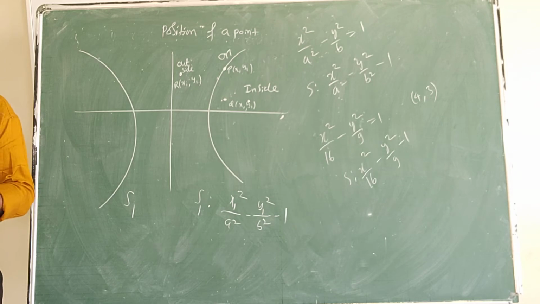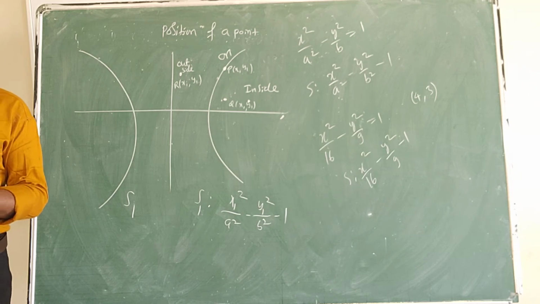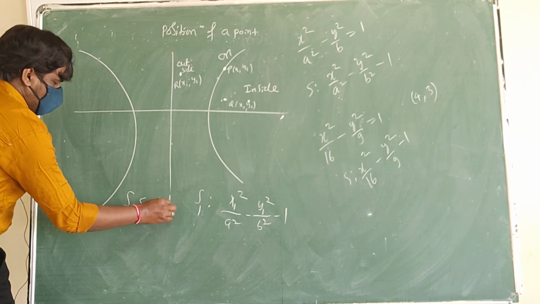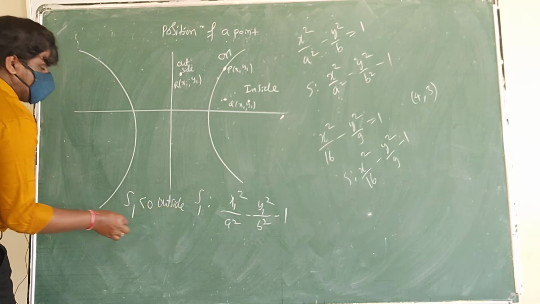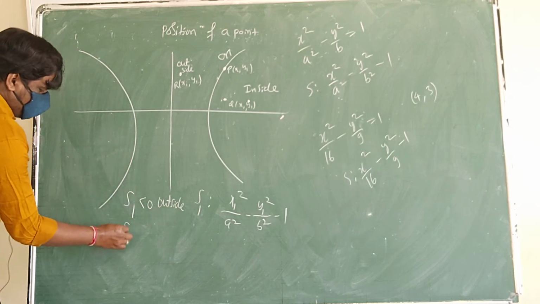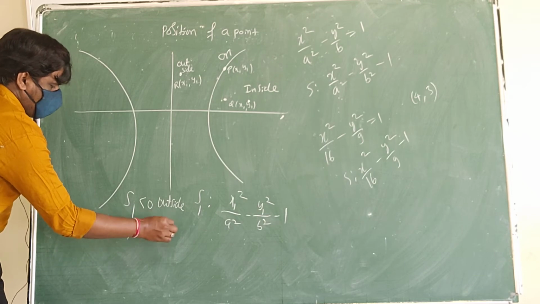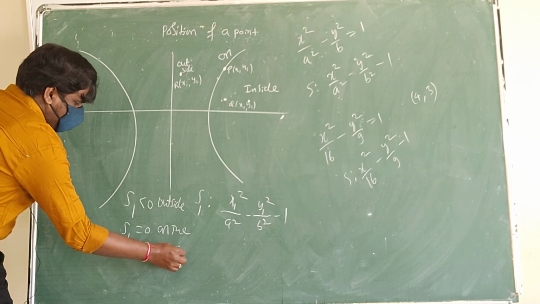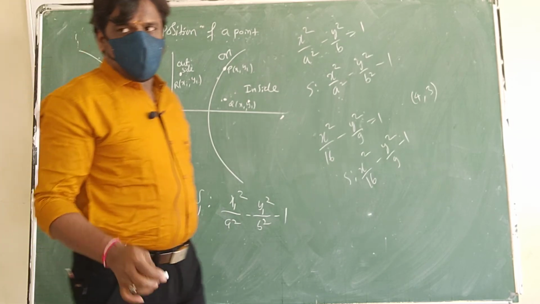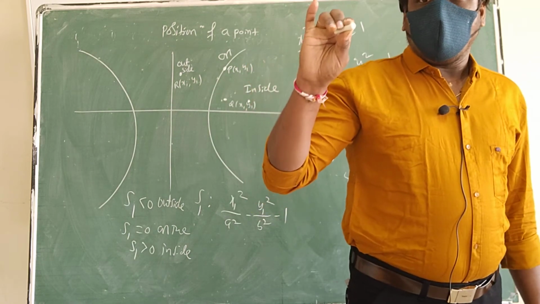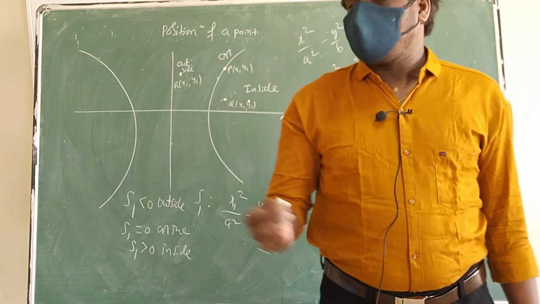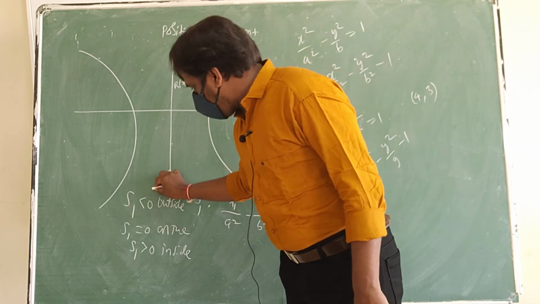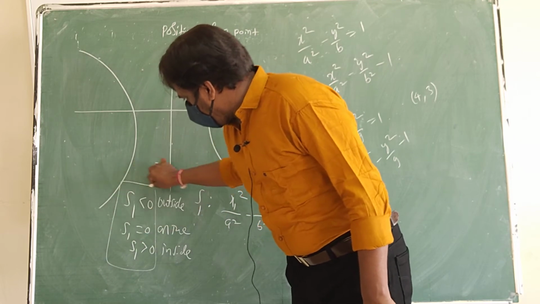If it is less than 0, then outside. So this is the case in hyperbola. If S is equal to 0, on the hyperbola. If S is greater than 0, inside. See here, till now, in ellipse, in circles, what you have seen, if this S1 is greater than 0, outside. But in hyperbola, this case is reverse.